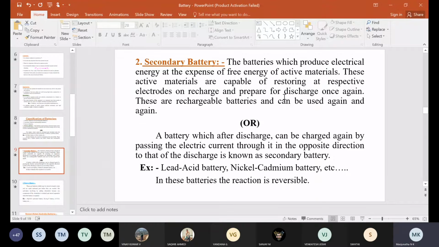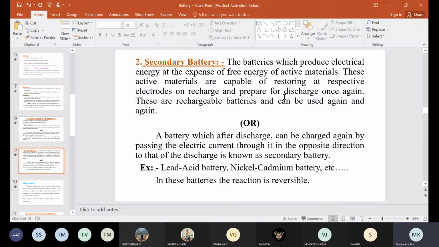Secondary batteries are the batteries which, after discharge, can be recharged again by passing an electric current in the opposite direction of the discharge. It is called a secondary battery. It means whatever batteries undergo both charging and discharging processes, that type of batteries is called secondary batteries.